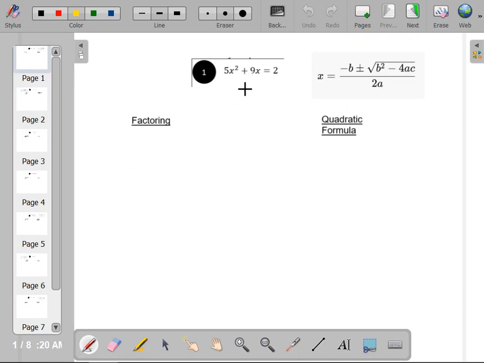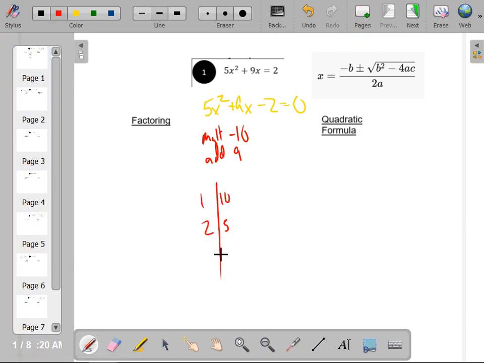To do it by factoring or the quadratic formula, you need to set it equal to 0. So 5x squared plus 9x, and I'm going to subtract 2 on both sides, and now it equals 0. My a term is 5, my b term is 9, my c term is negative 2. To factor, I'm going to multiply 5 and negative 2, which is negative 10, and I need to find numbers that multiply to negative 10 and add to the middle, which is 9. So let's see, 1 and 10, 2 and 5, it's got to be one of those. Where can I put the negatives so that they add to 9? How about right there? Those are the numbers I'm going to use.